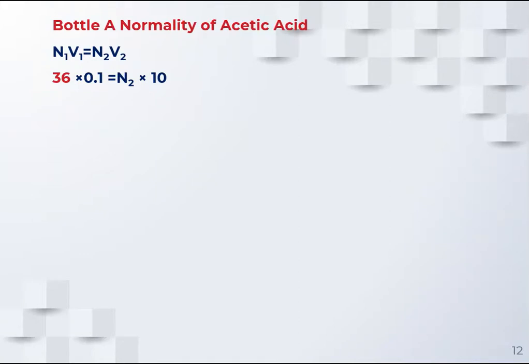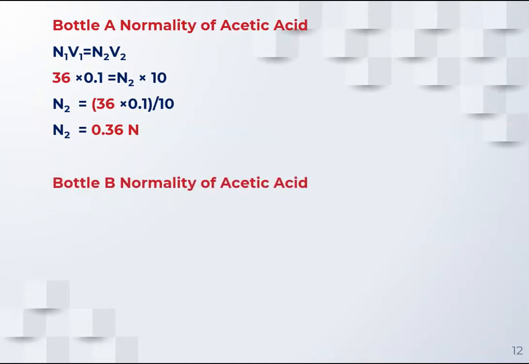Then N1 is the normality of your NaOH, that is 0.1 normal. V1 is the burette reading. N2 is the normality of acetic acid, and V2 is the amount of acetic acid taken to titrate against the 0.1 normal NaOH. We have taken 10 ml, that's why the V2 value becomes 10. After calculating this, the observed normality of acetic acid in bottle A solution was found to be 0.36 normal.